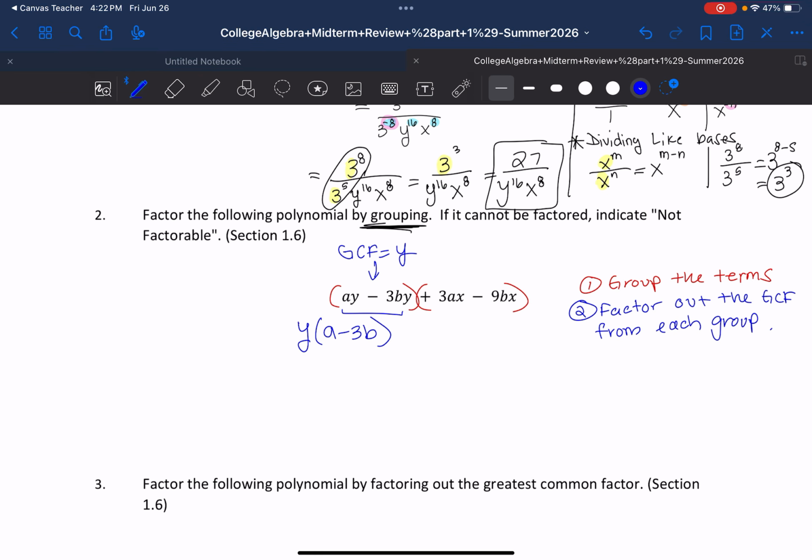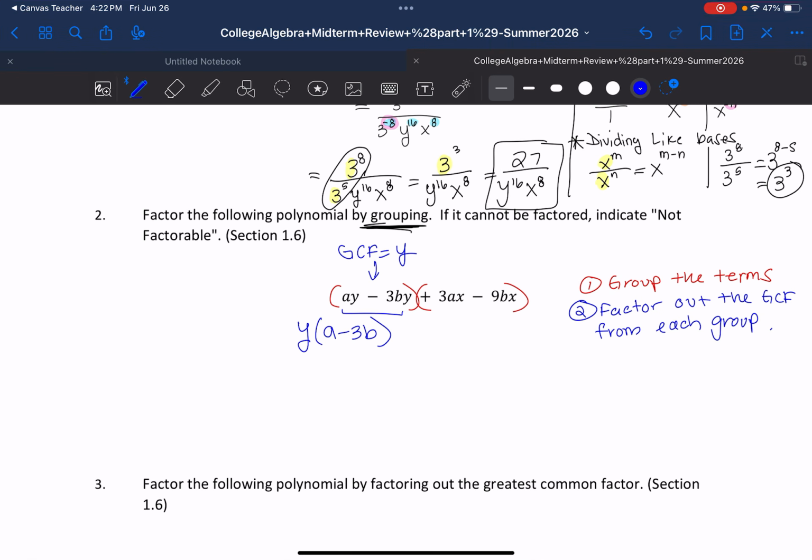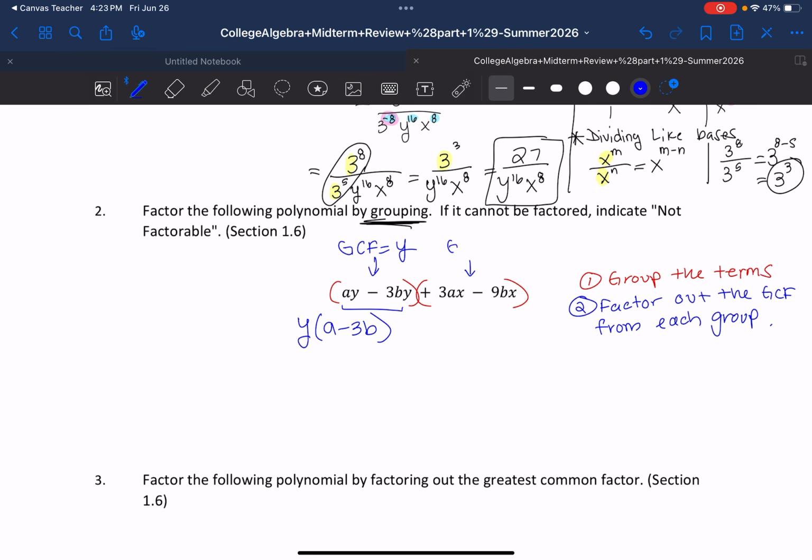The second group has a factor of 3 and x. They both have an x in both of those terms, and they both have a factor of 3 because 3 can be divided by 3 and 9 can be divided by 3. So the GCF here is 3 times x. And I'm going to pull out a positive 3 times x, so I would write plus 3x out here. You always want to include the sign. And multiply by what's left after I divide both of these by 3x.